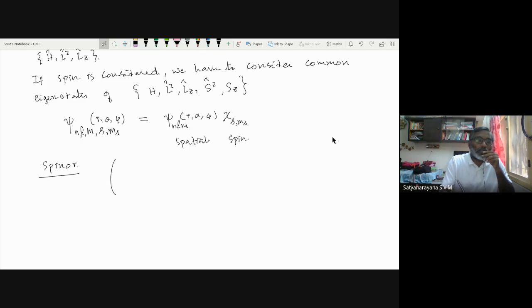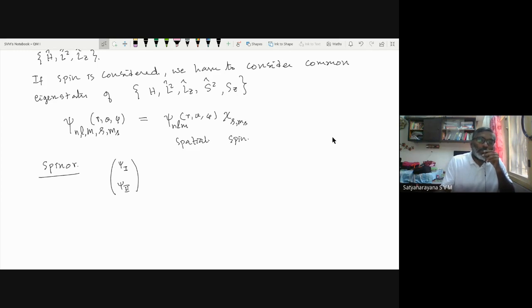Okay, what is a spinor? You talk about psi, let me call it as psi 1 here and psi 2 here. This is like two components of the wave function, psi 1 and psi 2. Psi 1 corresponds to the wave function of the spin up particle, and psi 2 corresponds to the wave function of the spin down particle. So instead of working with one wave function, now we have to work with two wave functions. Okay, so Pauli developed a theory working with this kind of spinors.